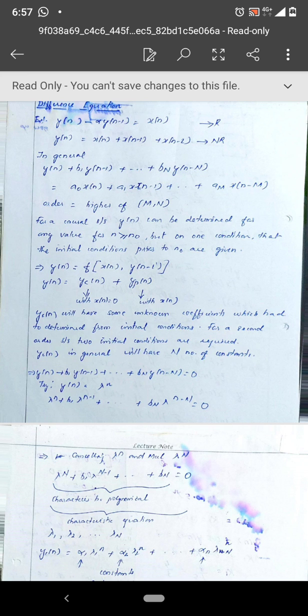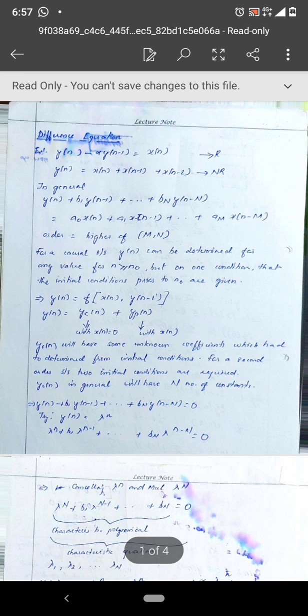We have found what y of t was. Here we have to find what y of n is, given an input to a system. That is all about a difference equation.